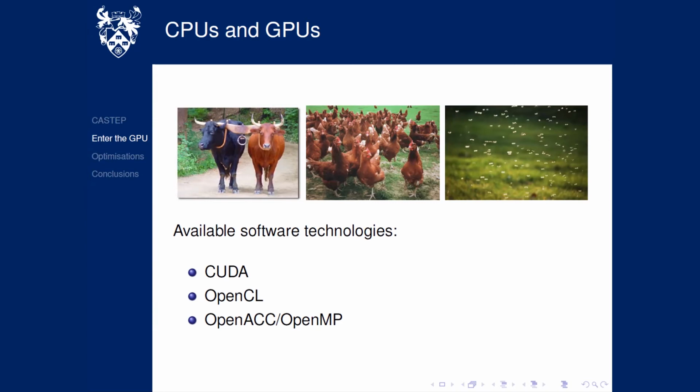OpenCL is another option. It's an open standard, which is quite attractive, but it's relatively low level and involves you at various points trying to make your code look a little bit more like a shader than some of us would like. So what I'm going to focus on is the OpenACC, Open Accelerator standard, which is slowly coming together with OpenMP. So that's what I'm going to focus on.